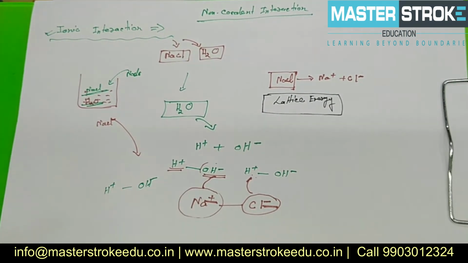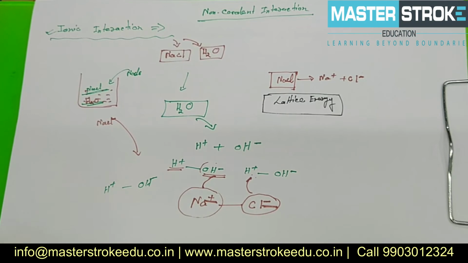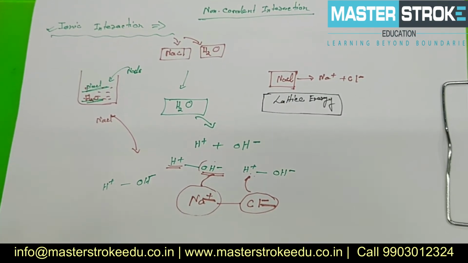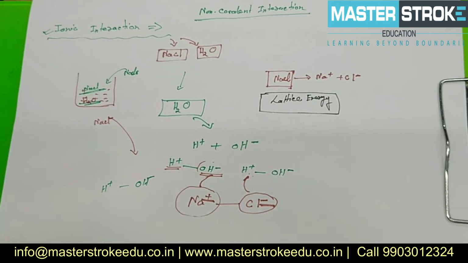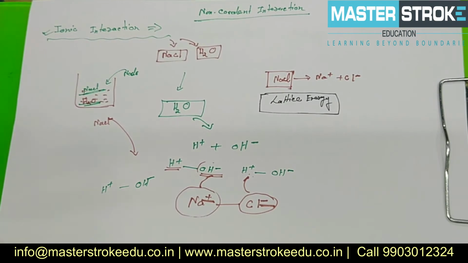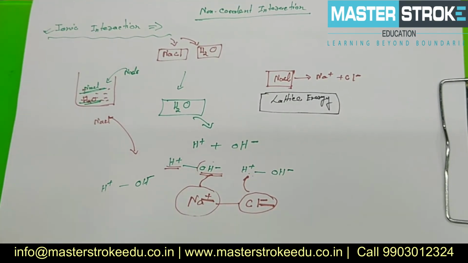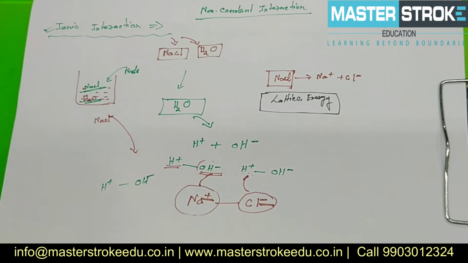But when we put some sodium chloride into water, the lattice energy is immediately reduced and the NaCl immediately splits into Na plus and Cl minus, and water also splits into H plus and OH minus. Now the opposite charges of the opposite substances interact with each other, as I told you, Na plus with OH minus and Cl minus with H plus. Such kind of interaction is known as the ionic interaction.